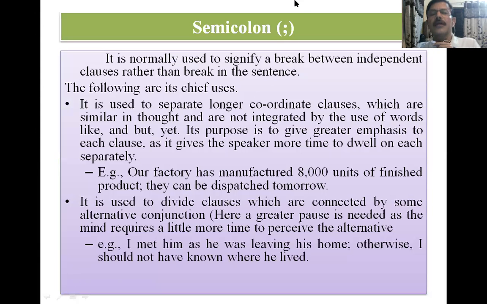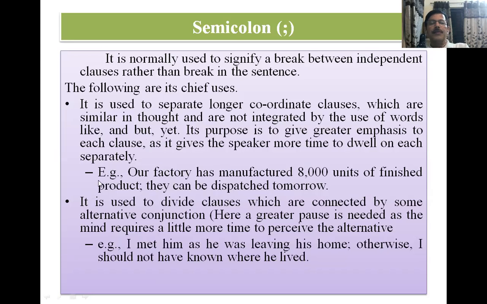Now the semicolon, indicated by this symbol, you can see a full point with a comma at the bottom. It is normally used to signify a break between independent clauses rather than a break in the sentence. The following are its chief uses. The semicolon is used to separate longer coordinate clauses which are similar in thought and are not joined by words like and, but, yet. Its purpose is to give greater emphasis to each clause as it gives the speaker more time to dwell on each separately.